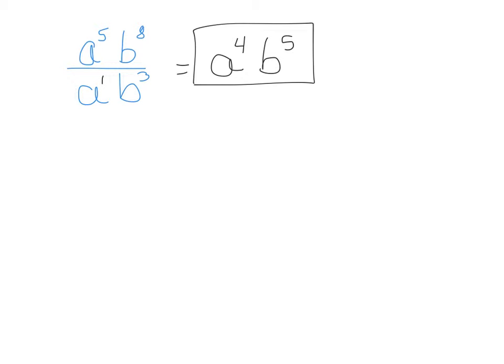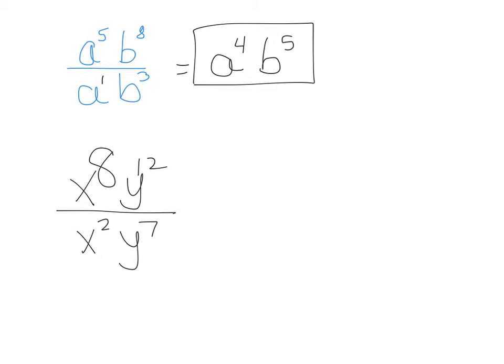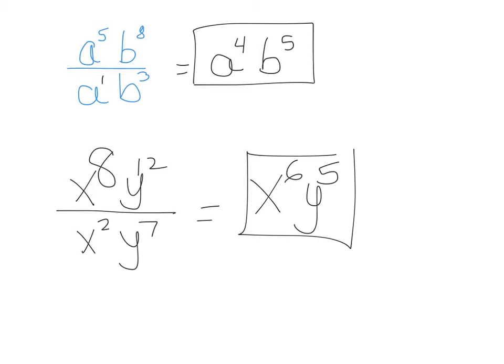Let's see, I think I have a harder one of those. Almost the same. Let's do x to the 8th, y to the 12th, over x squared, y to the 7th. So that's going to equal x to the 6th, y to the 5th. Okay, all good with that. Nothing too difficult yet.